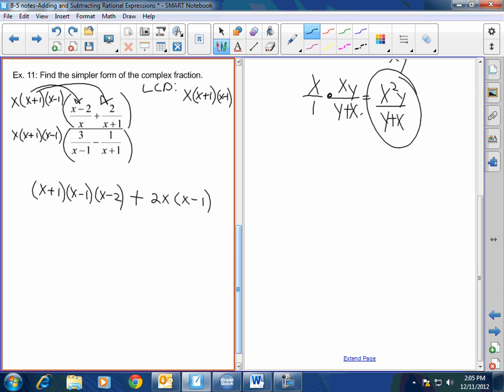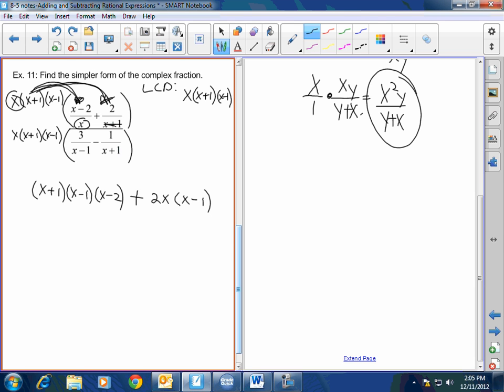No? When I distribute this to this, don't the x's cancel? So I've got x plus 1 times x minus 1 times x minus 2. And then, when I distribute it to this guy, the x plus 1's cancel. So I've got 2x and an x minus 1. Right? Now, let's make this a little bit easier for us.